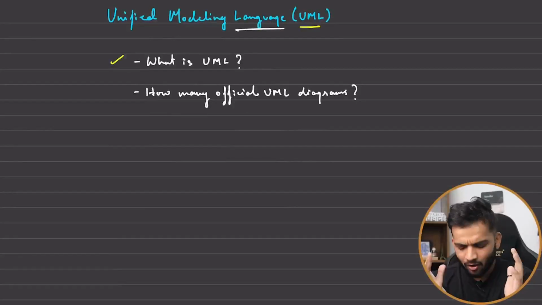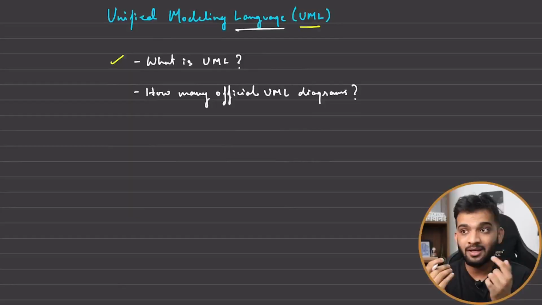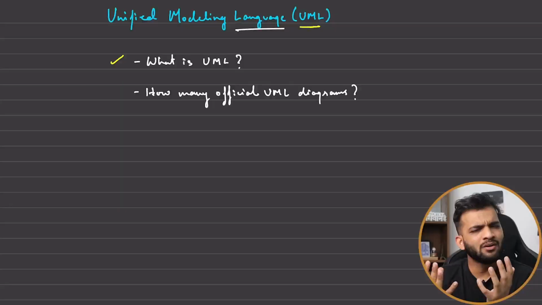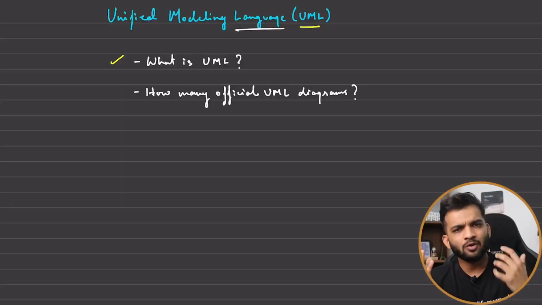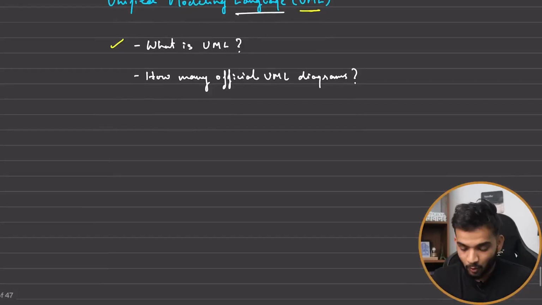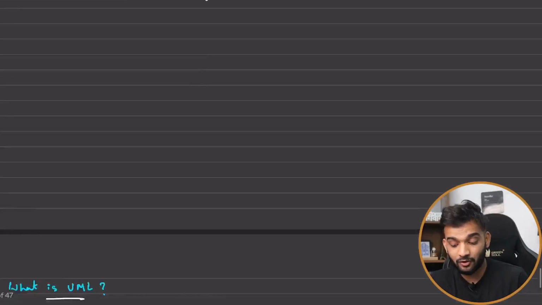So how many official UML diagrams are there? There will be plenty, as I said. There will be something for LLD, something for HLD, something for the use cases, where we will be talking through the use cases and how to implement them. So how many are there? In total, there are 14. Yes, there are 14 kinds of UML diagrams.